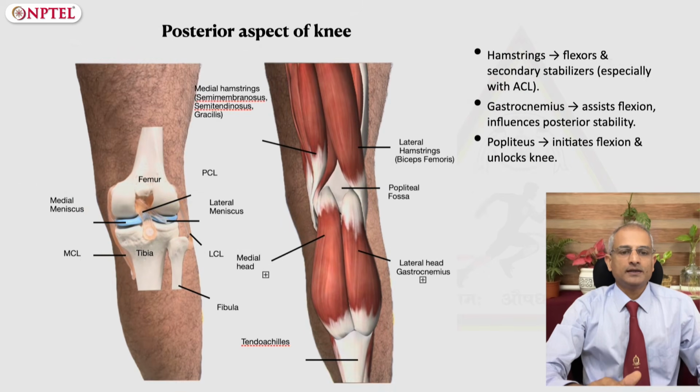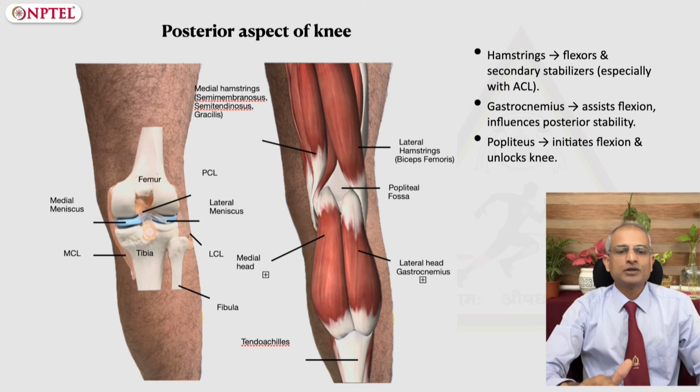Posterior to the thigh are the flexors of the knee, and these are the hamstrings. The lateral hamstring is comprised of biceps femoris, and medially there are three muscles: semimembranosus, semitendinosus, and gracilis. All of these flex the knee, and they also assist the ACL by resisting anterior translation of tibia.